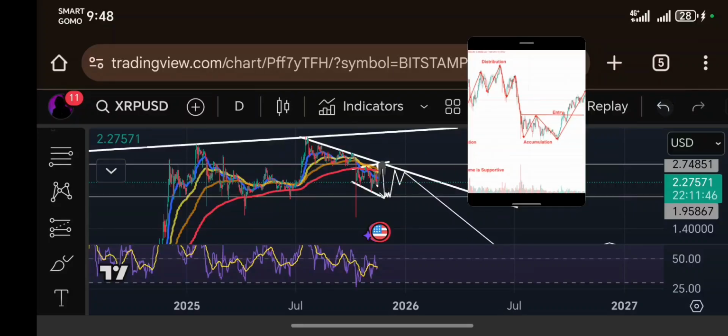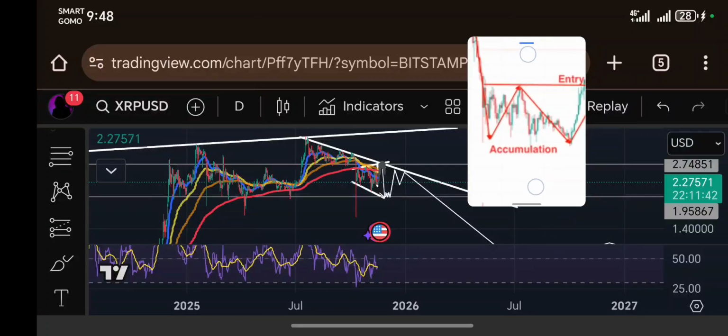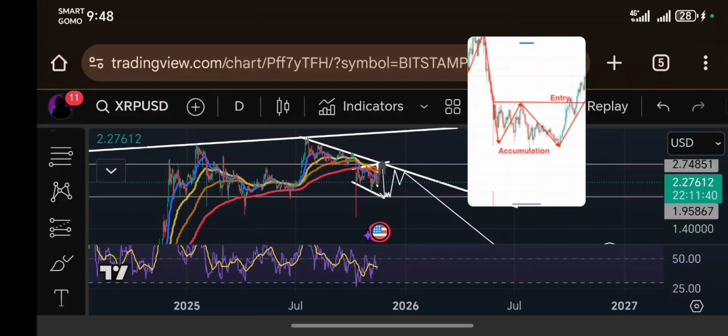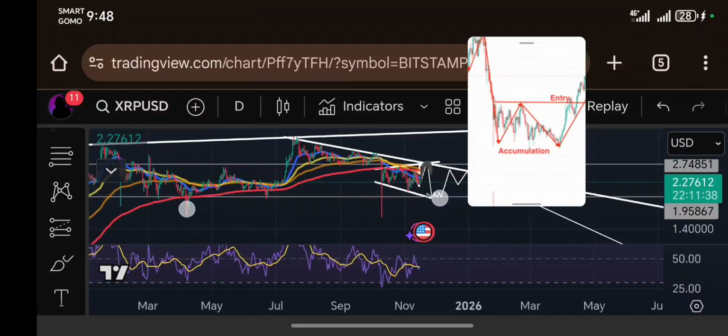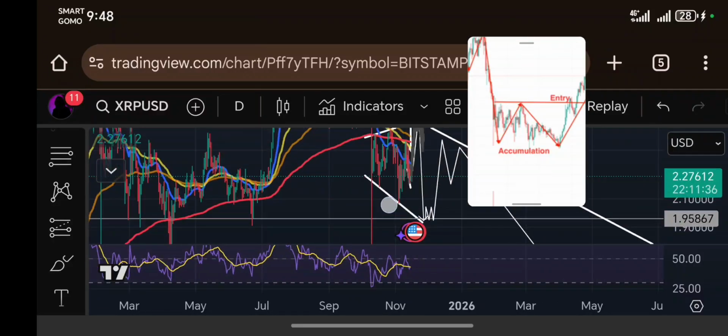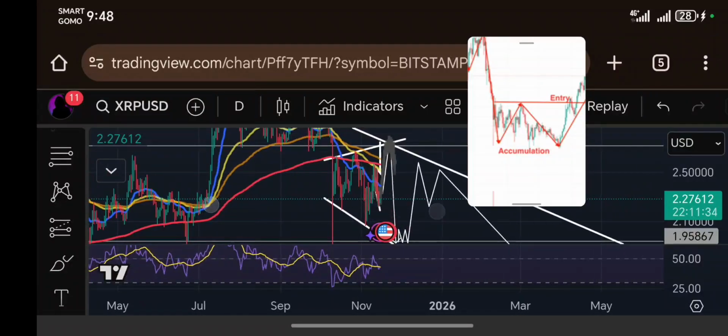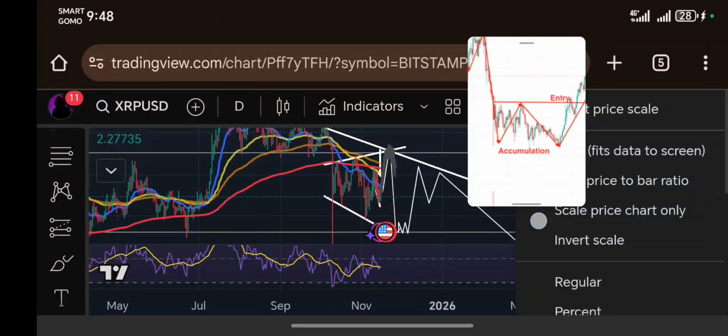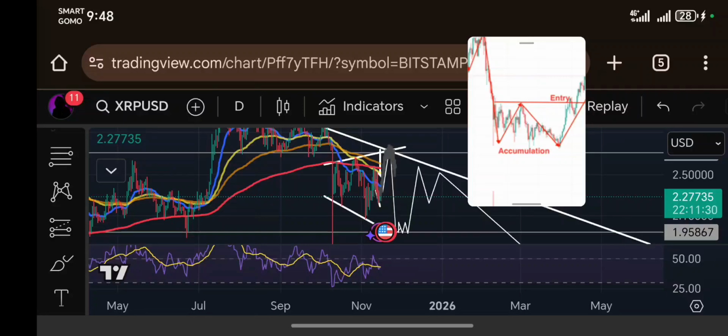So this is just a guide. Okay, look at this. Look at the chart of that one compared to our chart right now, right? What can you see now? It kind of looks like the same, right?